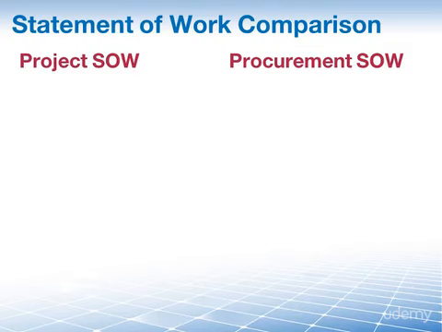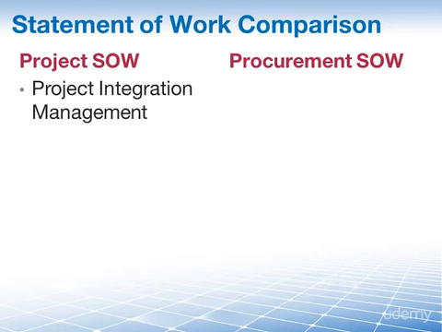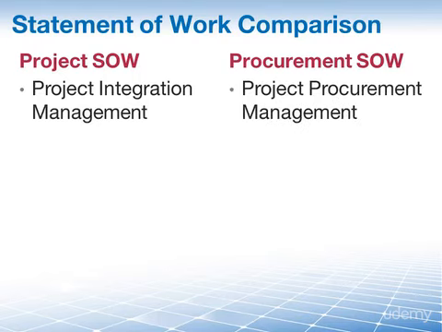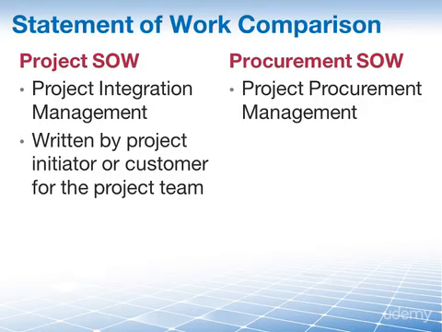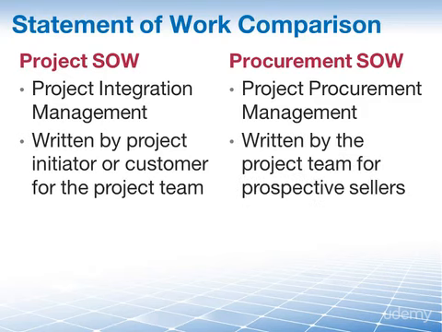The first difference lies in the knowledge area. The project SOW is used for project integration management, while the procurement SOW, as the name implies, is used for project procurement management. The second difference is your audience. The project SOW is written by the project initiator or customer for the project manager and the project team. The procurement SOW is written by someone on the project team for prospective sellers. You are trying to buy something, so you're writing this for those people who will be selling that something to you.